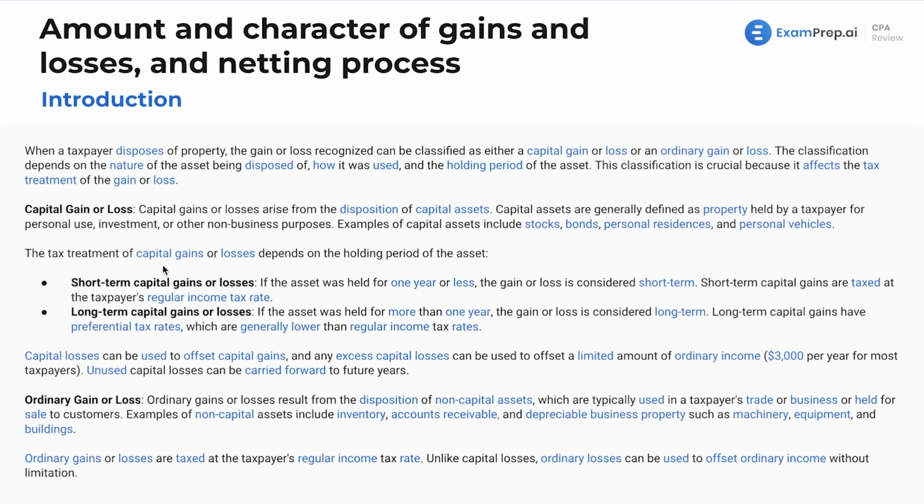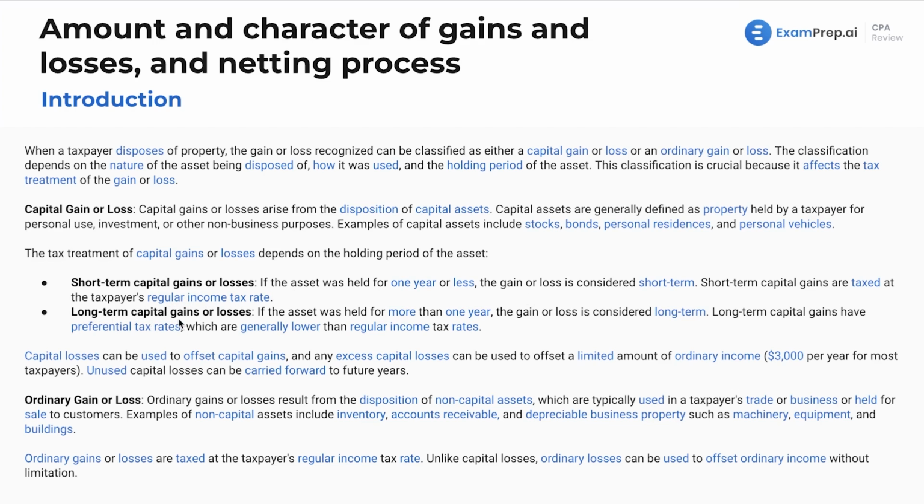The tax treatment of these gains or losses will depend on the holding period of the asset. Short-term and long-term capital gains and loss. We'll talk about why this exists on the next slide. But one thing to memorize if you don't have this in your knowledge bank already, if the asset was held 1 year or less, the gain or loss will be considered short-term. These short-term capital gains are going to be taxed at the taxpayer's regular income tax rate.